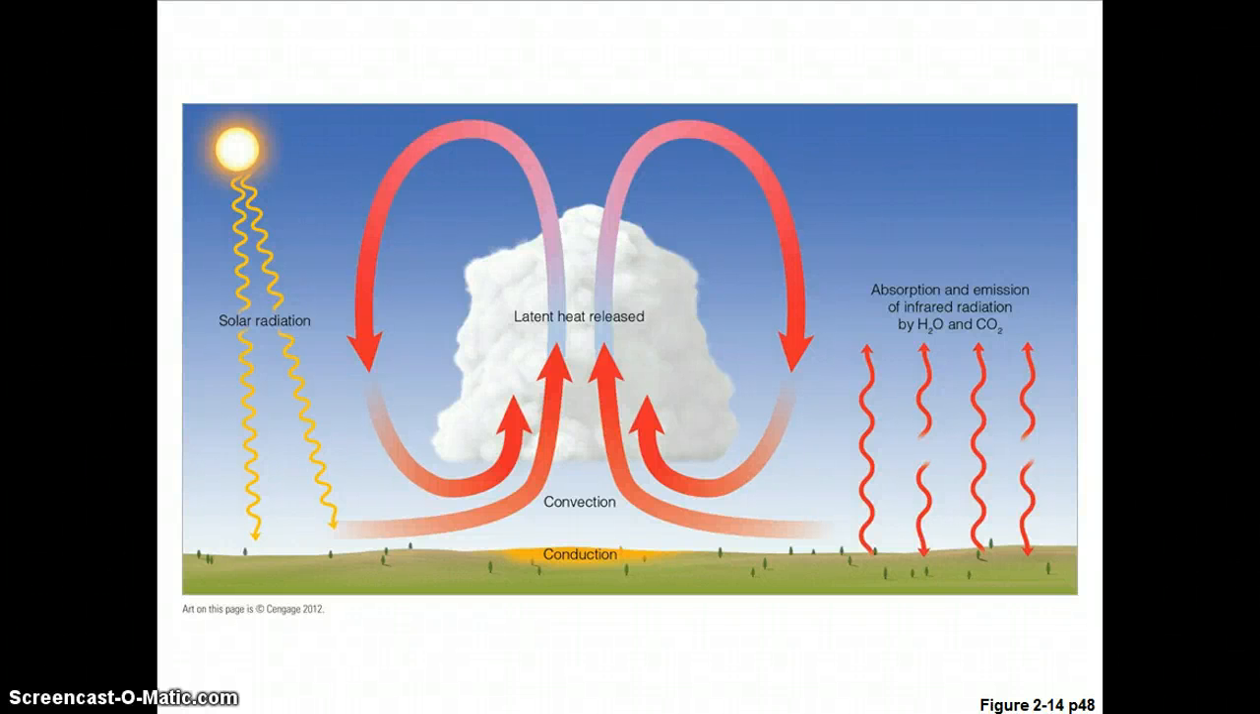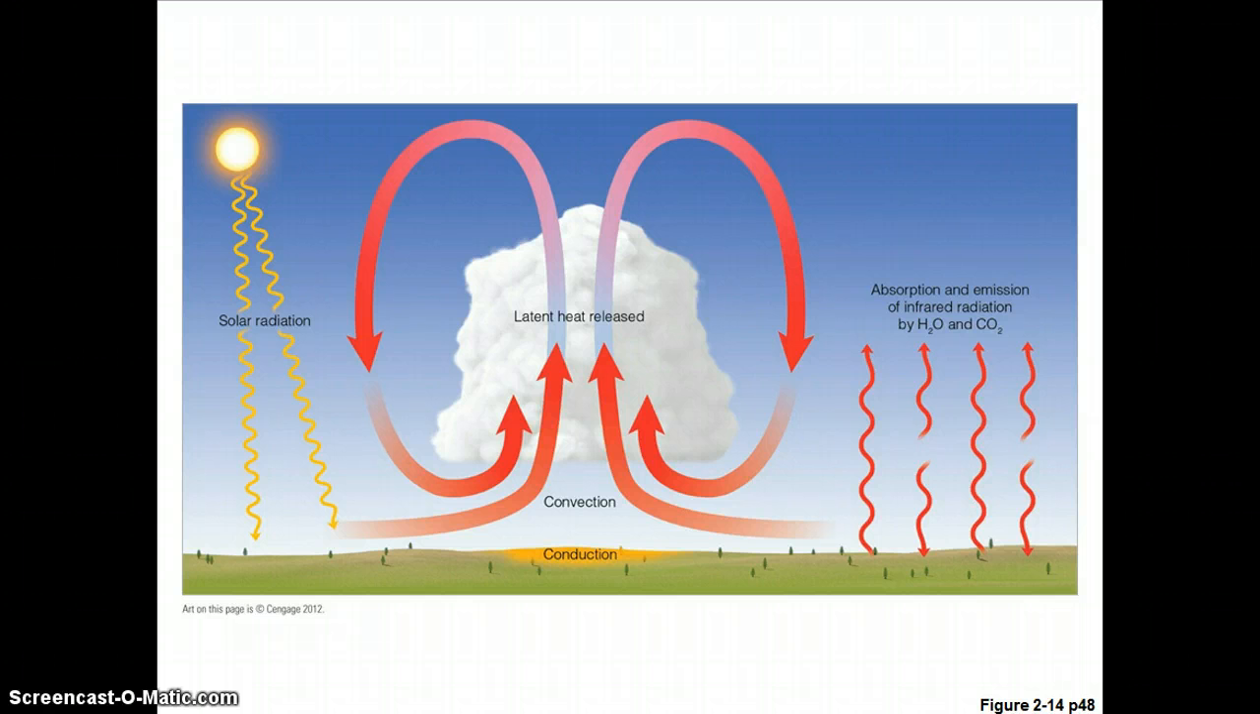So I'd like to do a short review of about the last 20 minutes from class for week 1. And I'd like to start off with the chart, which is figure 2-14 on page 48 of your book, because I think it encapsulates a lot of the main concepts that we wanted you to take away from chapter 2.